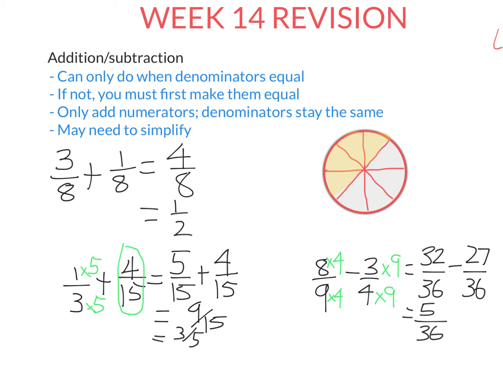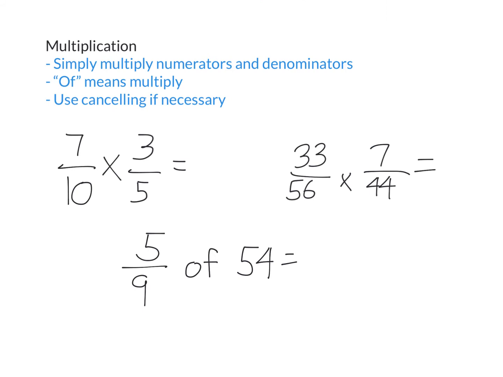Let's now look at multiplication. Multiplication of fractions tends to be a lot easier. It's because this line in a fraction means divide, and division goes with multiplication much better than division goes with addition or subtraction. So when you're multiplying two fractions, you just multiply the two numerators, so 7 times 3 is 21, and multiply the denominators, 10 times 5 is 50.